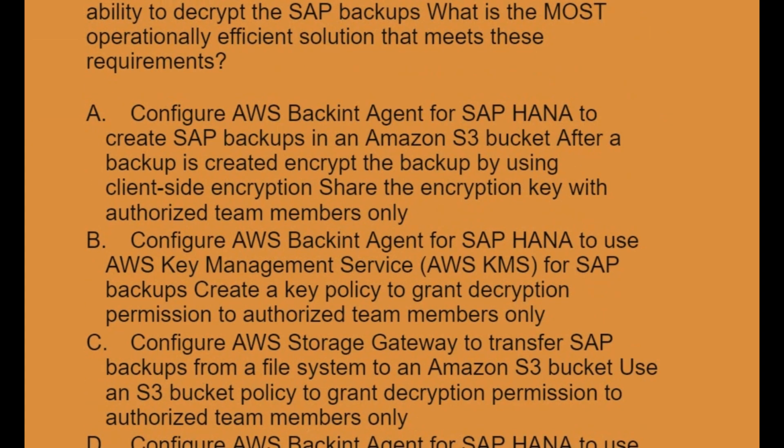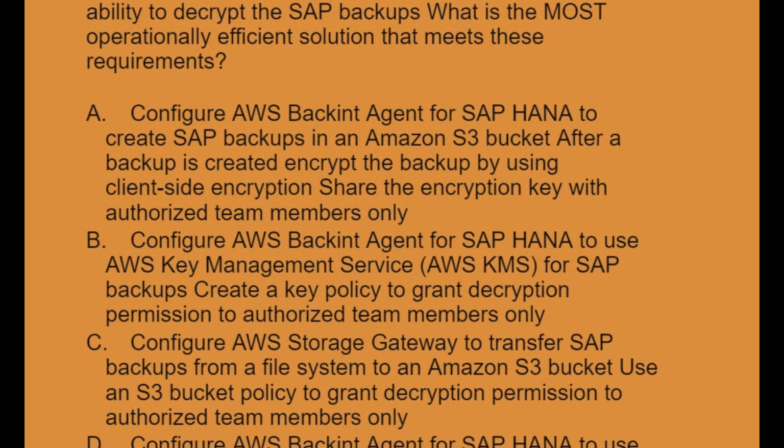Option A, configure AWS Backint agent for SAP HANA to create SAP backups in an Amazon S3 bucket. After a backup is created, encrypt the backup by using client-side encryption. Share the encryption key with authorized team members only.